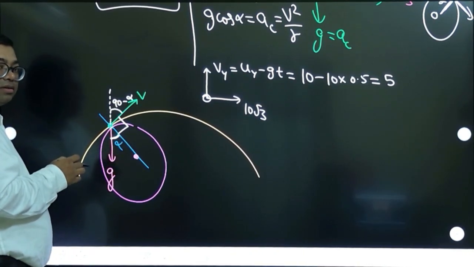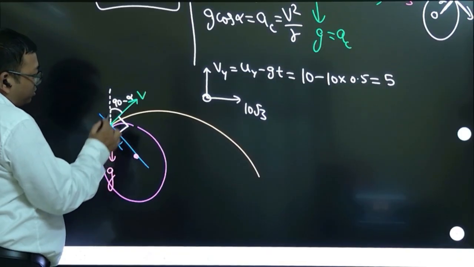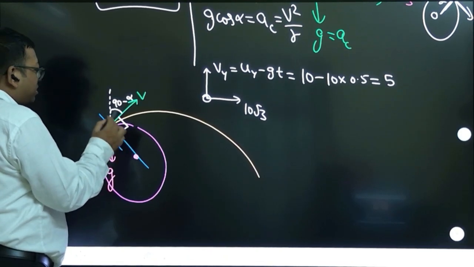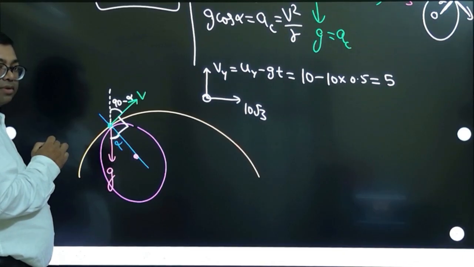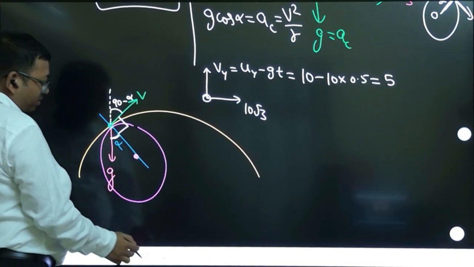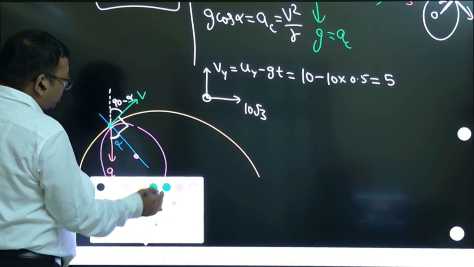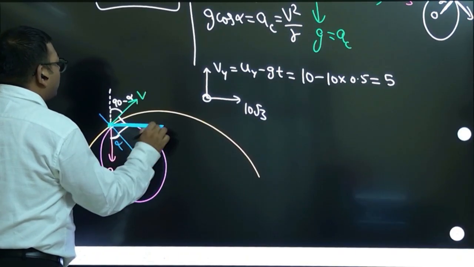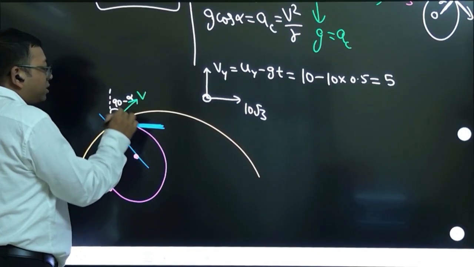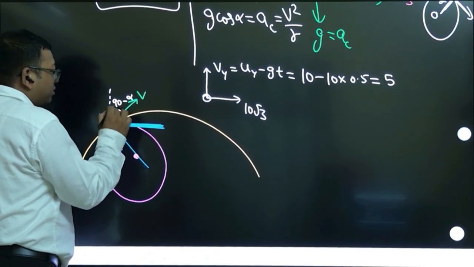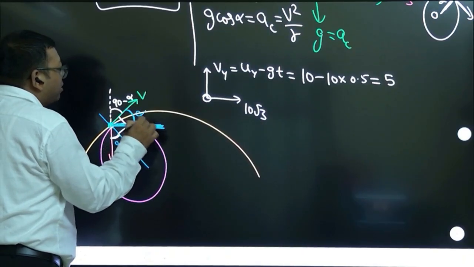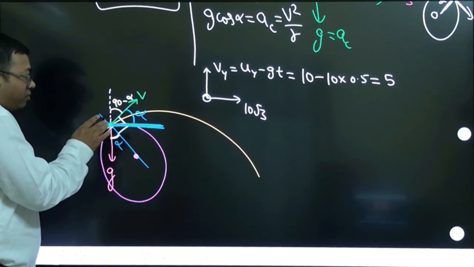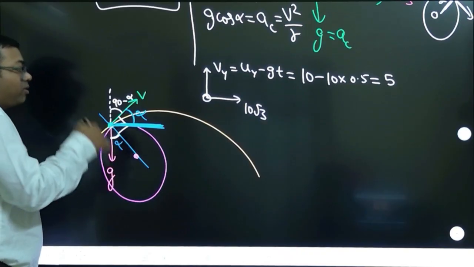Are you understanding this? It is a straight line, so the total sum must be 180 degrees. This is alpha, this is 90, so this must be 90 minus alpha, correct? Now suppose I draw a horizontal line here. Horizontal and vertical make a total of 90 degrees. So this is 90 minus alpha, which means this must be alpha only. That means the velocity is making angle alpha with the horizontal. That alpha only we need.